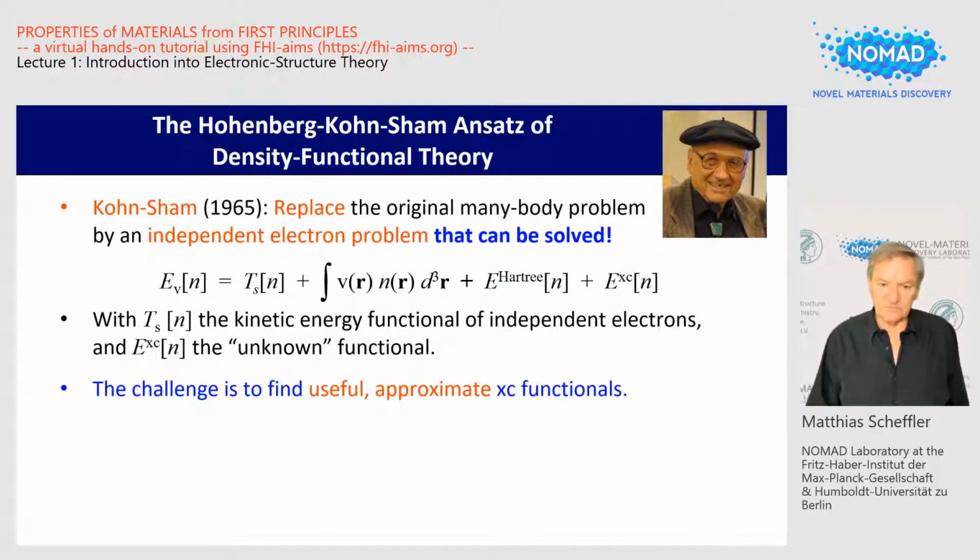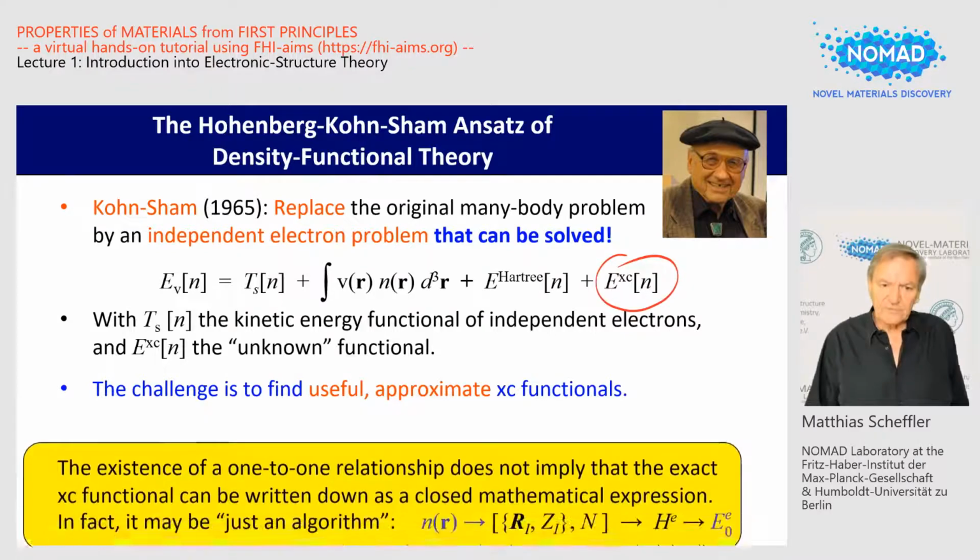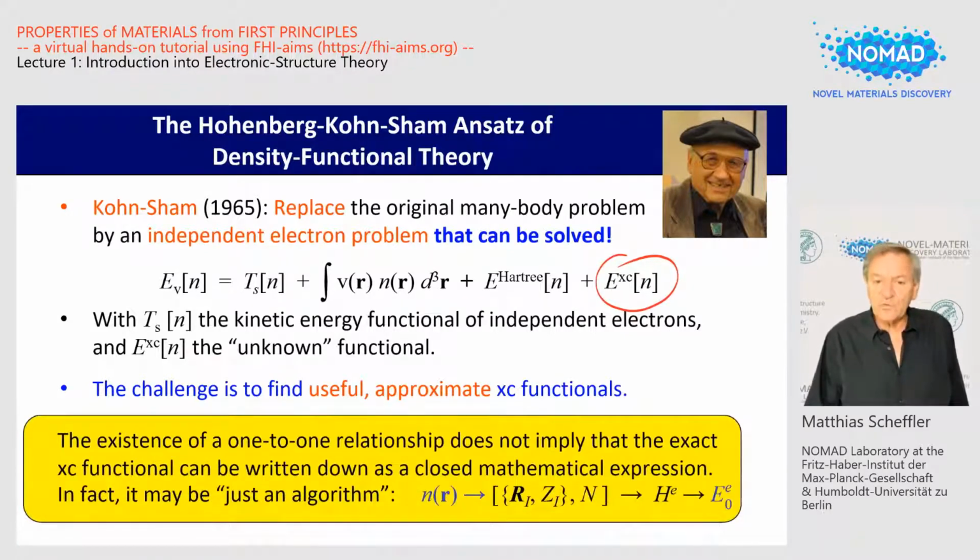in this equation. We don't know that, and I would argue it probably doesn't exist in an exact way as a functional which you can write down in a closed mathematical form. But the challenge is to find useful approximations to this exchange correlation functional. This is the issue. The existence of a one-to-one relationship, as proven by Hohenberg and Kohn, or by Levy and Lieb, does not really imply that the exact exchange correlation functional can be written down as a closed mathematical expression.